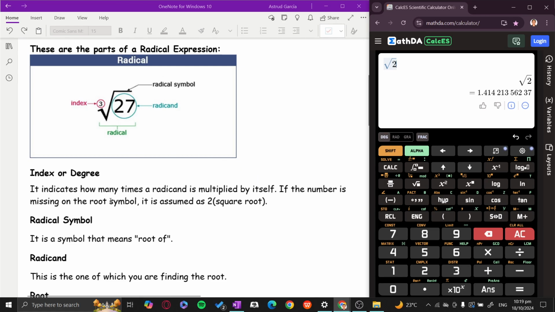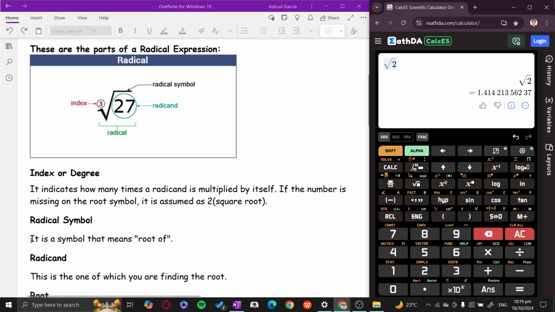If the number is missing on the root symbol, it is assumed as 2, or it is a square root, just like in this calculator. There is no tiny number 2 over here. It's just the radical symbol and the radicand. So this means that it is automatically a square root, or the degree is automatically 2.